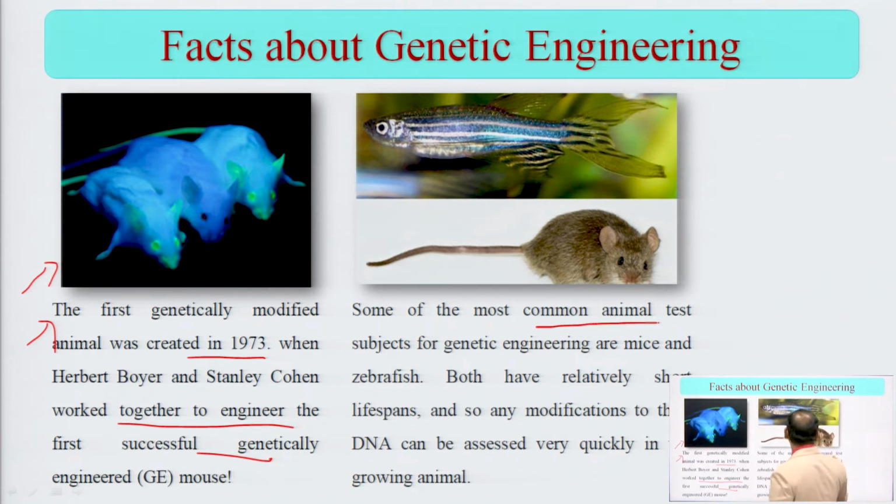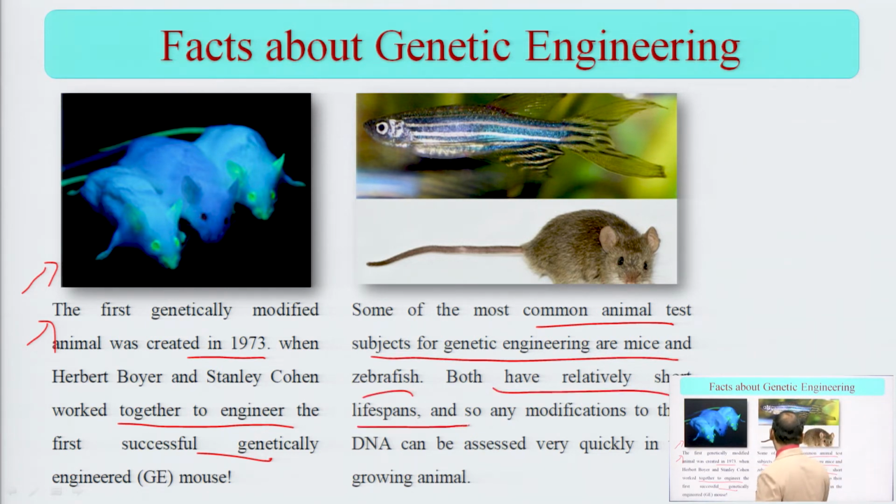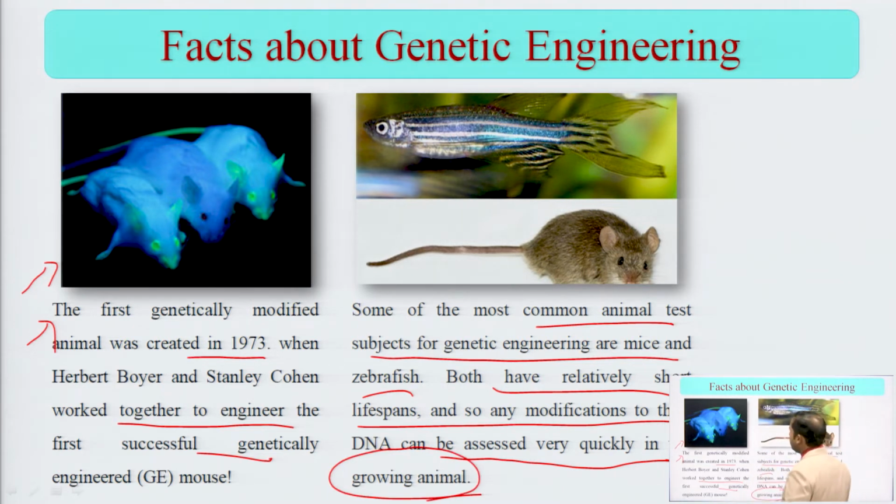Some of the most common animals subject to genetic engineering are mice, zebrafish, etc. Both have a relatively short lifespan, so any modification to their DNA can be assessed quickly as the animal grows. Whatever genetic engineering we are doing, we have to validate that it is working. We are actually using either zebrafish or such kinds of mice.